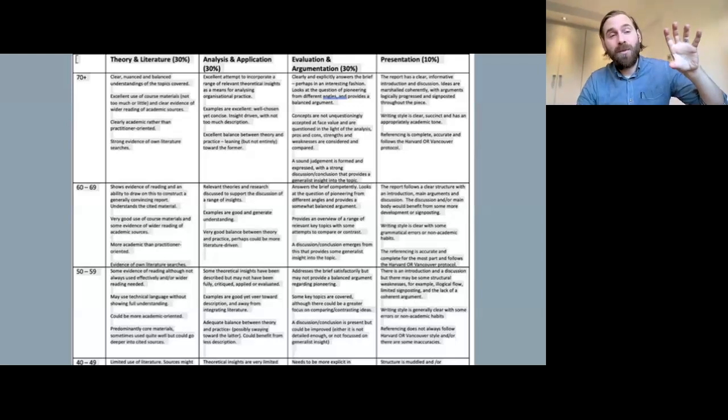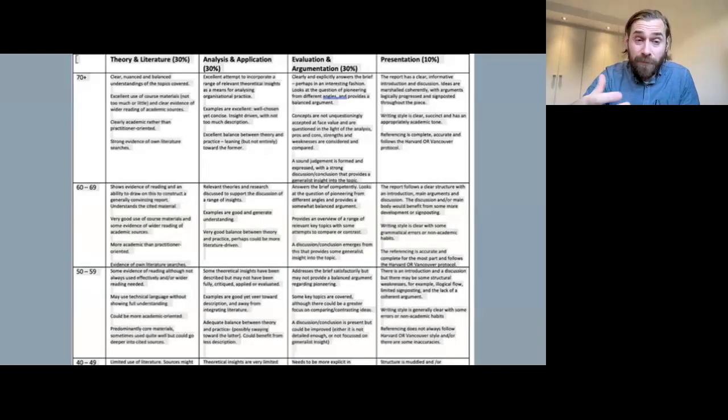In that case, you would end up with maybe a good mark for theory and literature, but a really low mark for evaluation and argumentation. So you need to make sure that they are consistent across. The way we've designed this marking criteria is to make it easier for you to be consistent, in that these different criteria do inform each other. They do speak to each other. So four different criteria, and be consistent across them.